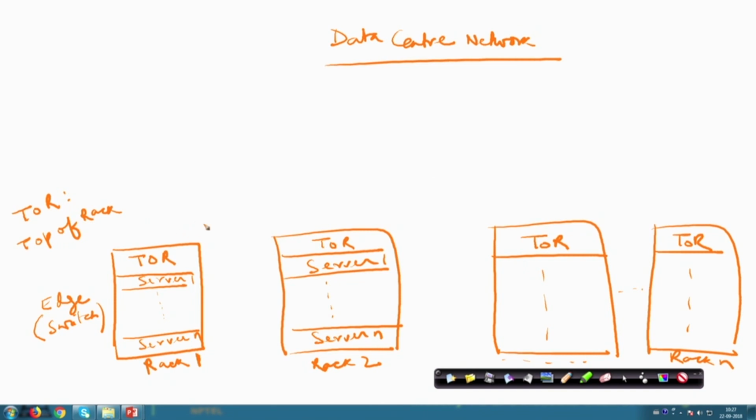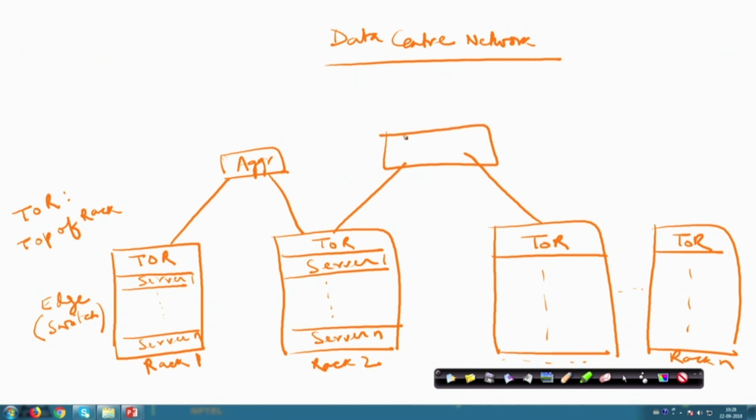Then the next layer in a data center network will be some kind of an aggregator. This aggregator is another switch which is going to aggregate these different rack devices. This is another aggregator. So, this was the edge layer. Here you have the aggregator layer, and like this you have all of these different aggregators.